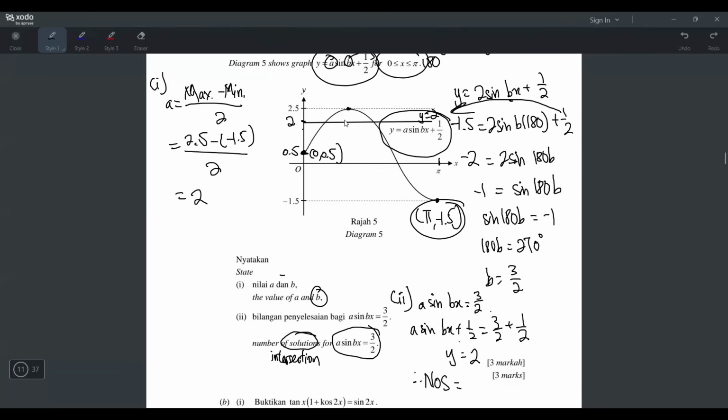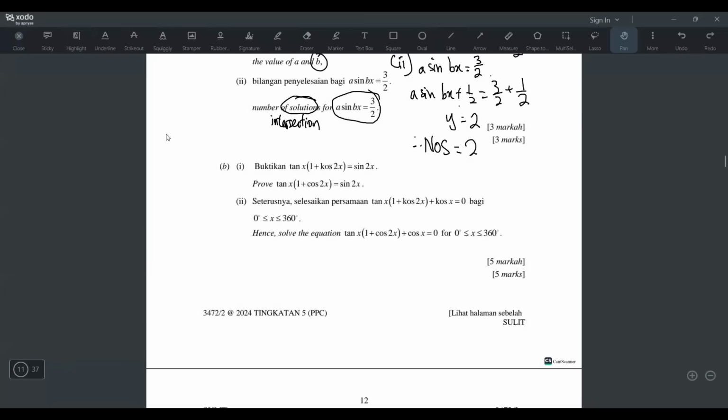So what is the number of intersections? How many intersections? 2, right? Because this line and this graph, the sine graph and the line, they intersect at 2 different points. So the number of intersections is 2, right? And that's the answer. Done already.